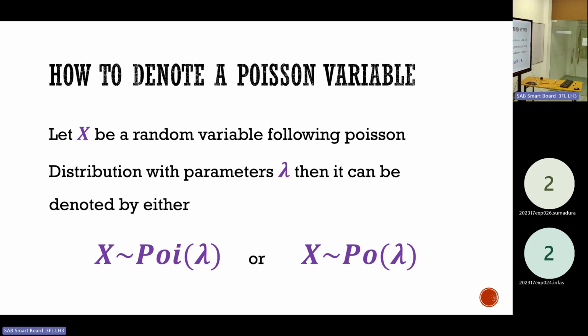But for binomial you can't use two letters. There is no way to write Bi and P. So that is not accepted. So here, two letters.